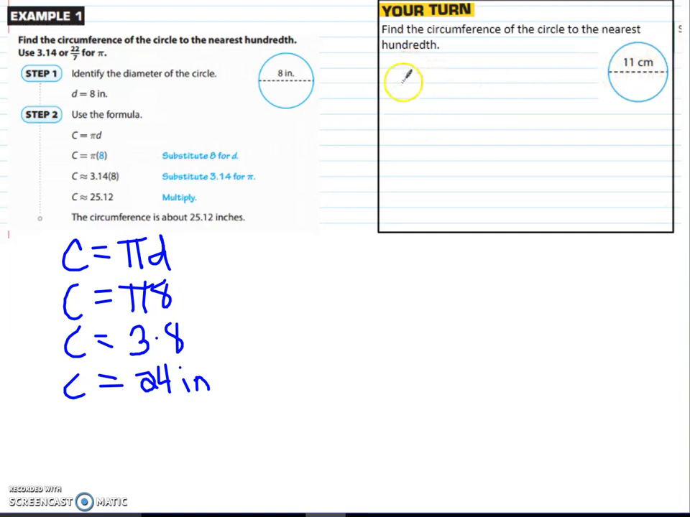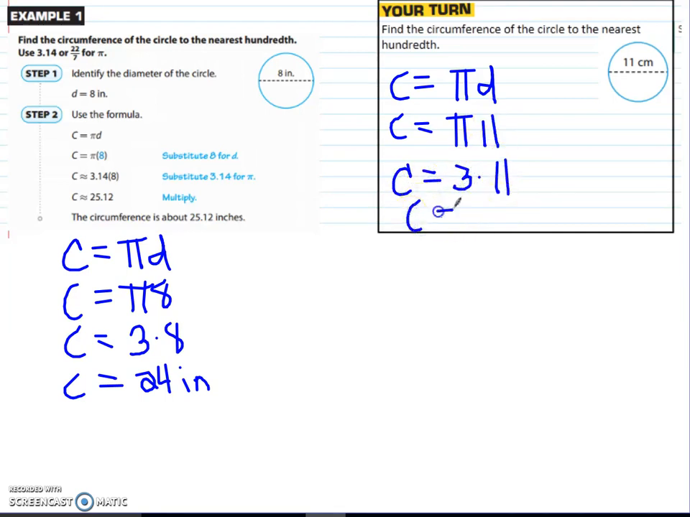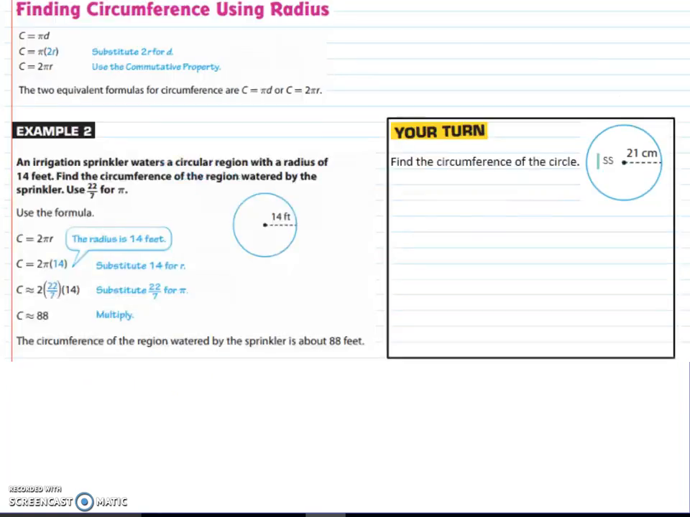All right, let's try this next one. This is a diameter. It goes all the way across. So we have C equals pi d. We could say pi times 11, or 11 pi. And we could also say 3 times 11, which is 33. This is an approximation, though, at 3. We could have used 3.14.